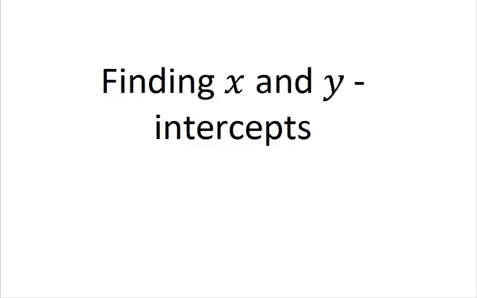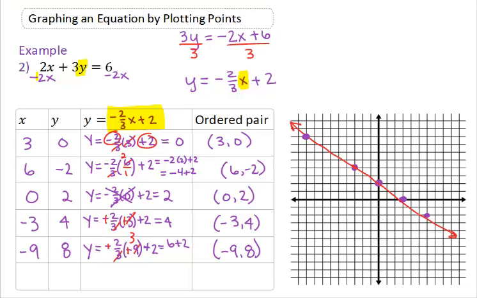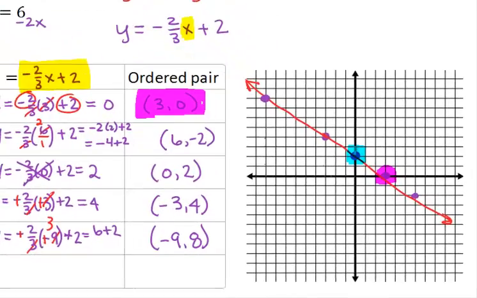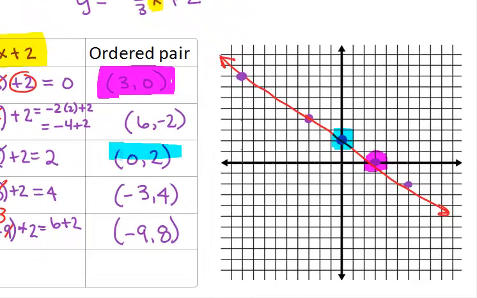Now, we know on the graph what x and y intercepts look like. So let's reference these graphs that we drew in the last video. If we wanted to pick out our x-intercepts, those are the points that intercept our x-axis. So in this graph, our x-intercept is the ordered pair 3, 0. If we want to pick out our y-intercepts, those are the points that intercept our y-axis. So in this graph, our y-intercept is the ordered pair 0, 2.